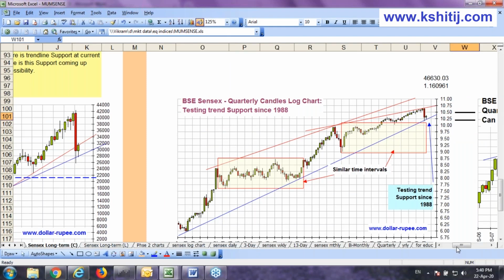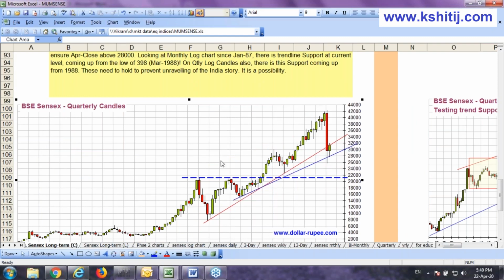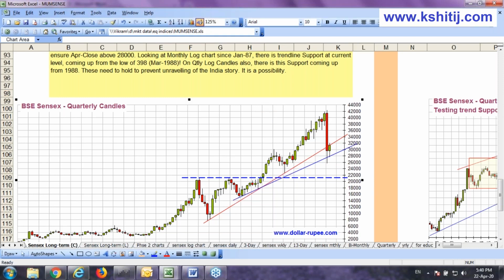If you see that on the nominal chart, you find that the quarterly candle has moved up. So the support is holding. The low that we had seen of 25,638 in March, from there we bounced. So now we have supports at 28,000 and then 35,600 on the Sensex. Corresponding figures can be seen on the Nifty.